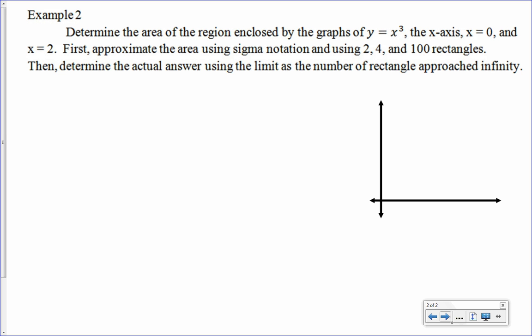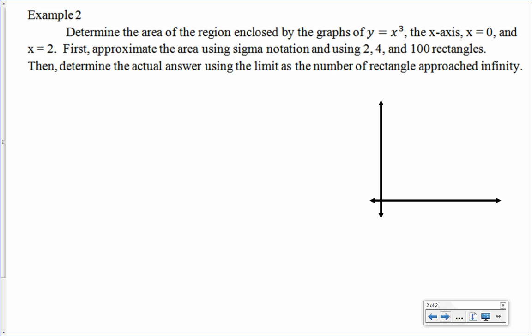Okay. So let's determine the area of the region enclosed by the graph of y equals x to the third, the x-axis, x equals 0 and x equals 2. All right, well, we're going to make an approximation using 2, 4, and 100 rectangles this time, and then we're going to determine the actual answer.